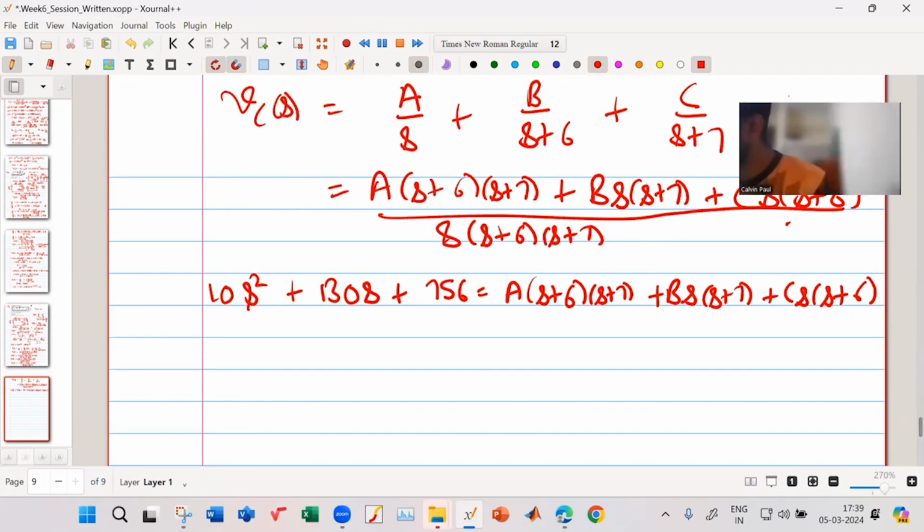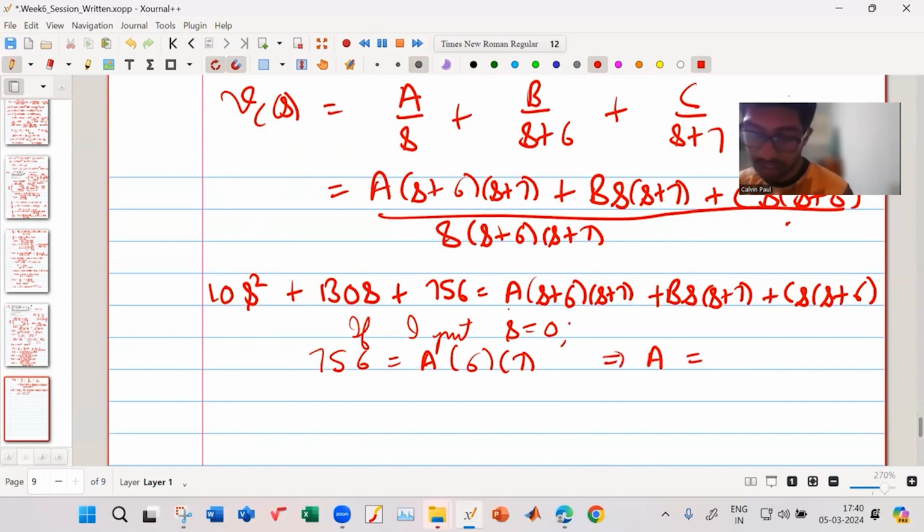I want to find A, B, and C. So first I will find A. If I want to find A, this should be there and all others should be eliminated. So if I put S equal to 0, B into 0 becomes 0, C into 0 becomes 0, and 10 into 0 square is 0. 130 into 0 is 0. So 756 is equal to A into 6 into 7. So my A is equal to 756 divided by 6 divided by 7. That comes out to be 18.